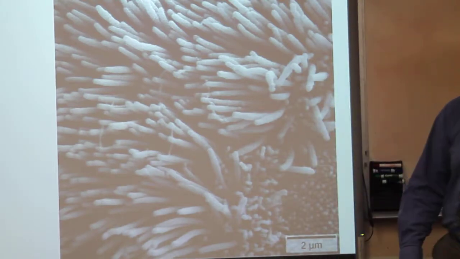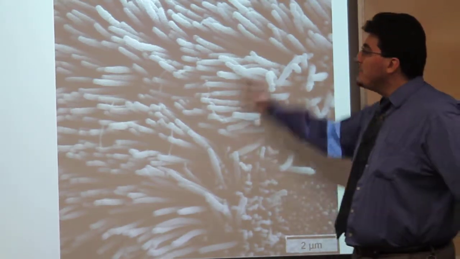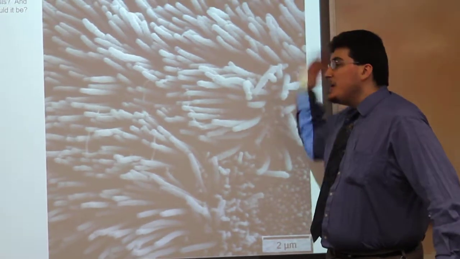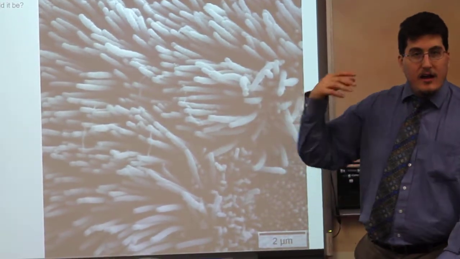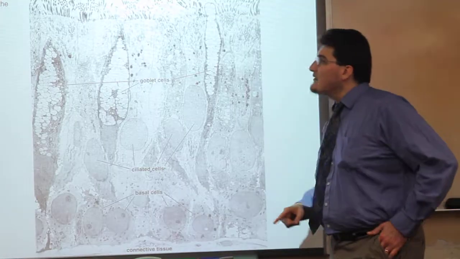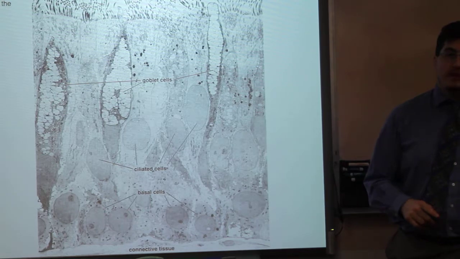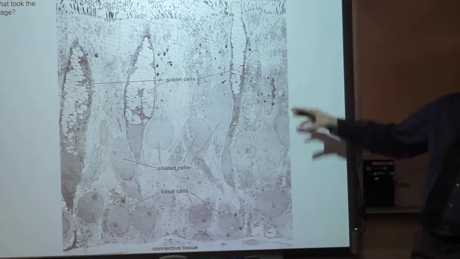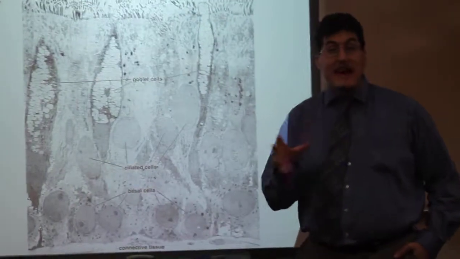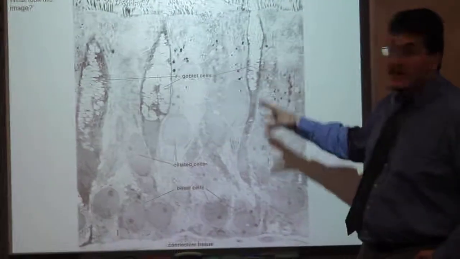And here I have another scanning electron micrograph image of the cilia. And these cilia are going to be present in all trachea and bronchi and bronchiole levels. Now here I have a transmission electron microscope image of either trachea or bronchi, and I'm going to take a guess and say that this is trachea. That was way too big.